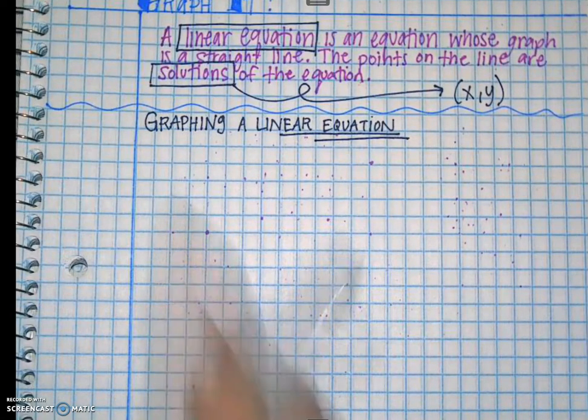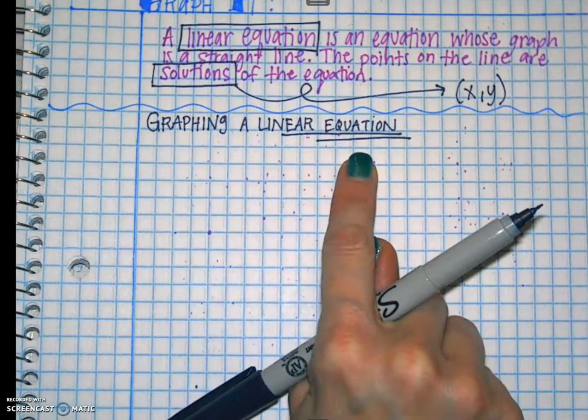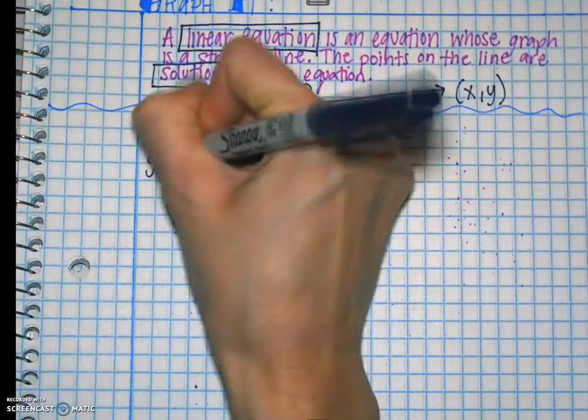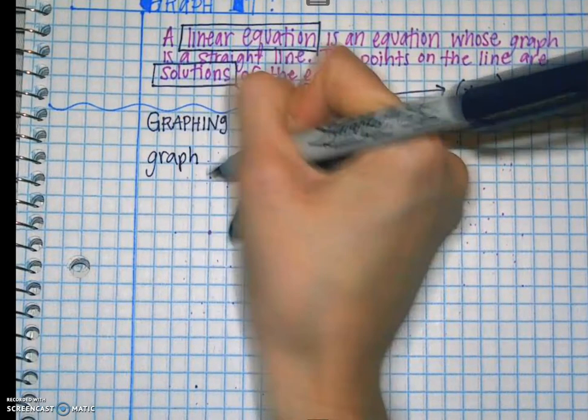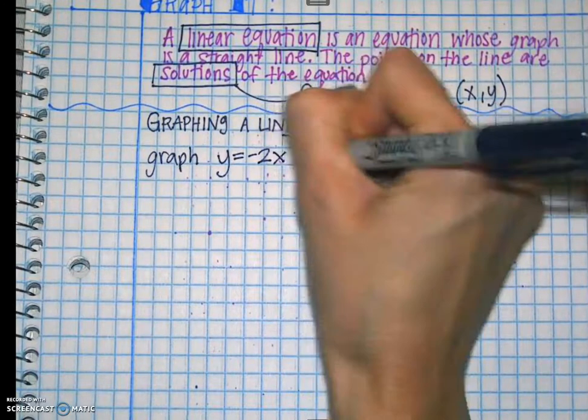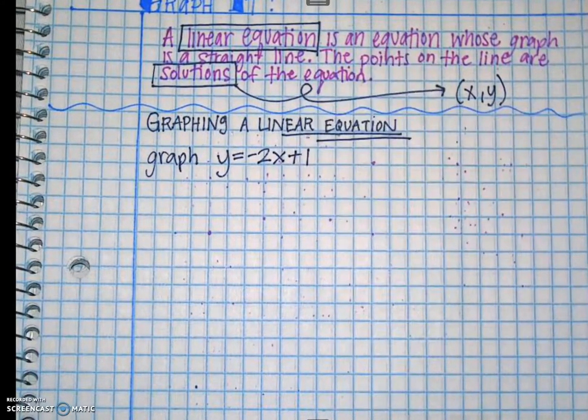Okay, so now we're going to talk about graphing a linear equation. So I'm going to give you an equation and then we're going to go through the steps of how to solve this. So I'm going to say graph y equals negative 2x plus 1. Okay, so that's our equation. That's what we're going to have to graph. So the first thing I want you to do is make a table.